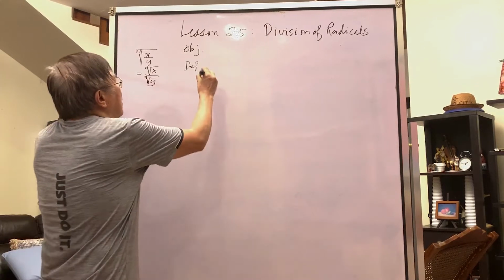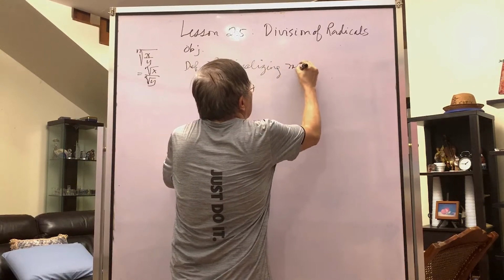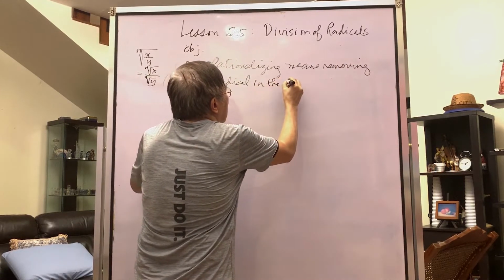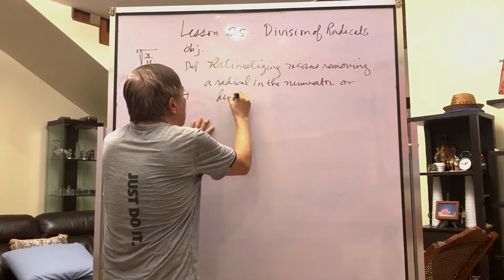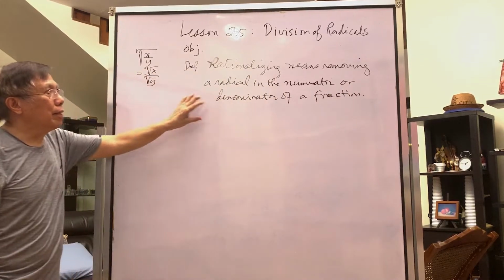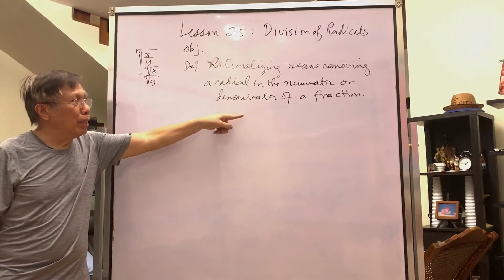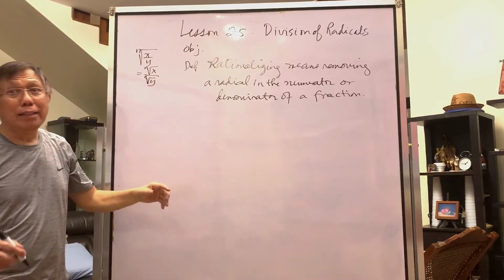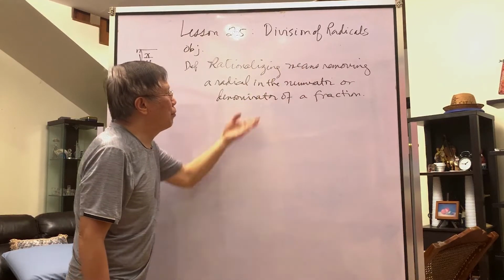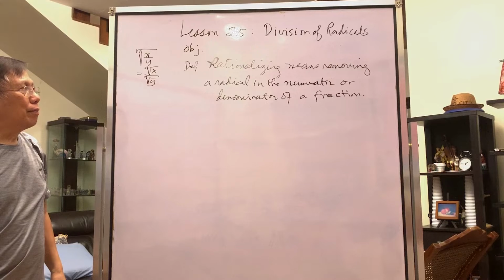So this definition, rationalizing, means removing a radical in the numerator or denominator of a fraction. Here, we would be interested to remove radicals in the denominator instead of the numerator. In higher math, your teacher would be asking you to remove the radicals in the numerator. But for now, we are going to have the denominator be free of radicals.